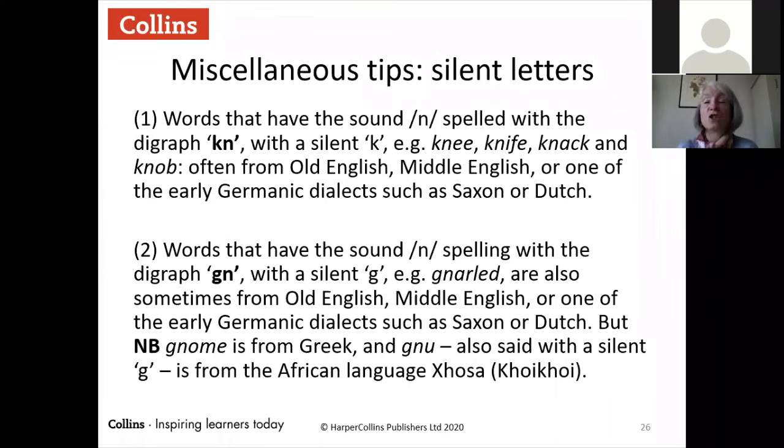So if you're asked to spell the word gnarly, you might think, oh, where's that from? And they'll say Old English, and that's a little bit of a clue that there might be a silent G at the beginning. Or if you're asked to spell gnosis, and you get the definition, and you ask where it's from, and they say Greek, that is a clue that there's a silent G at the front. So these are clues. They're not hard and fast, but they are helpful clues, things you can think about in a competition.